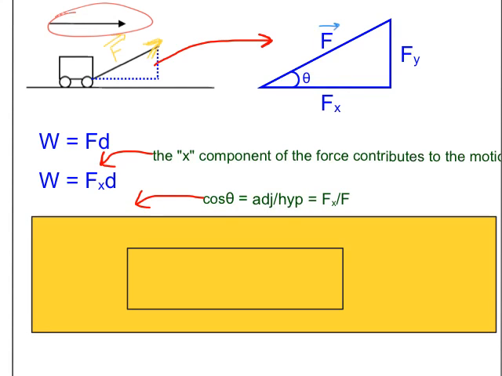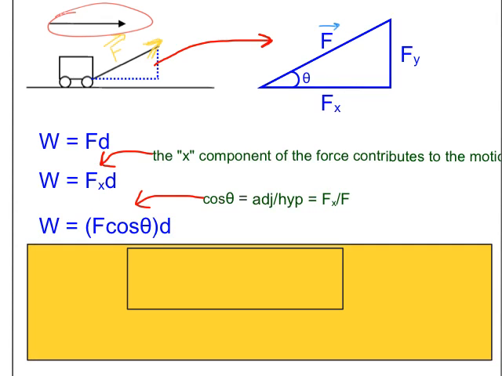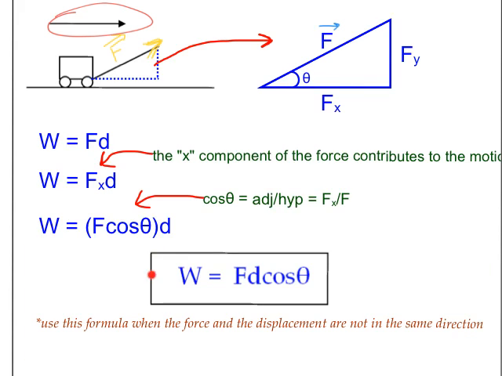Then I'm going to use cosine, solve for the Fx right here, and plug that in. What this gives us is another version of the work formula. Typically, you'll see the order written as the one in the box right here: work is force times displacement times the cosine of the angle. You can still put in those vector notations if that helps you remember. So whenever you're given a word problem and you see an angle at all, you're going to use this formula when the force and the displacement are not in the exact same direction.